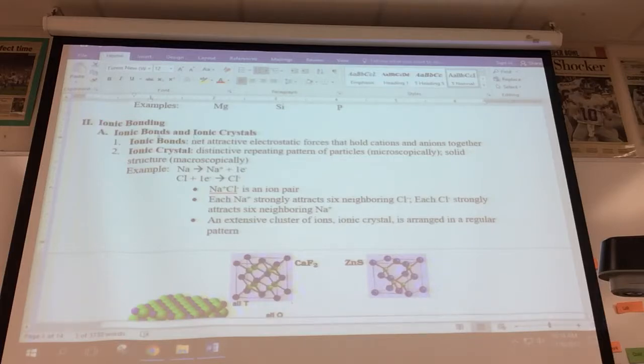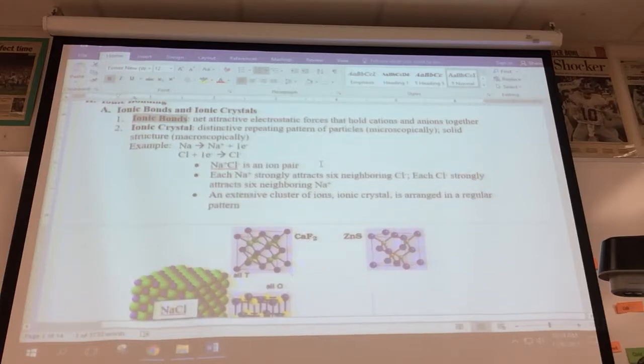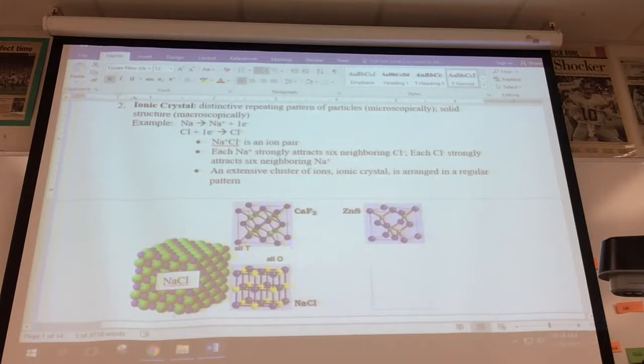With your ionic compounds, ionic bonds are going to hold ions together. It's an electrostatic force. And what you're going to get is a whole network. An ionic crystal has a distinctive repeating pattern of particles. And you can see, for example, sodium chloride table salt right here. And I've also got sodium chloride on my benchtop right there, where the ions are at distinct points and the electrostatic interactions that form between them.